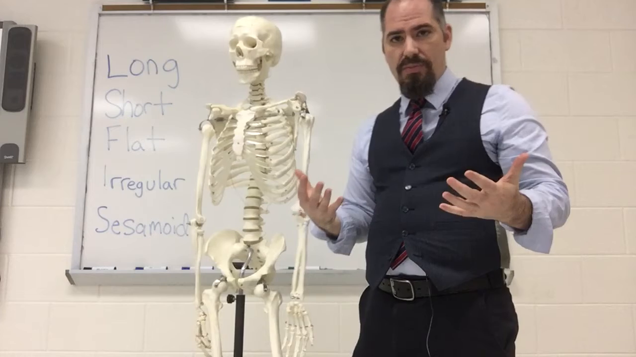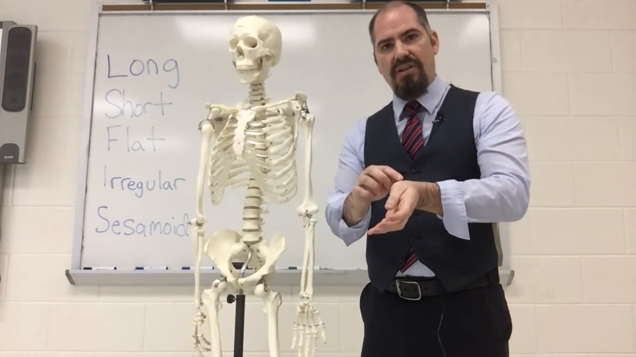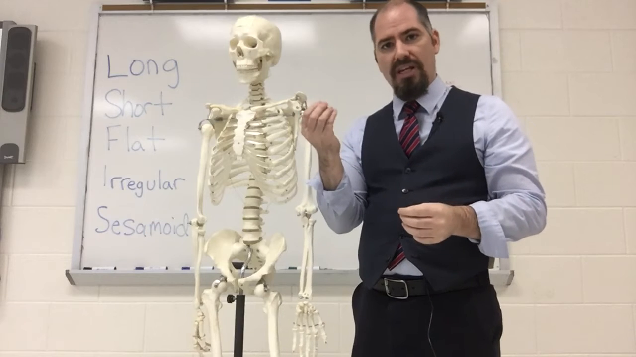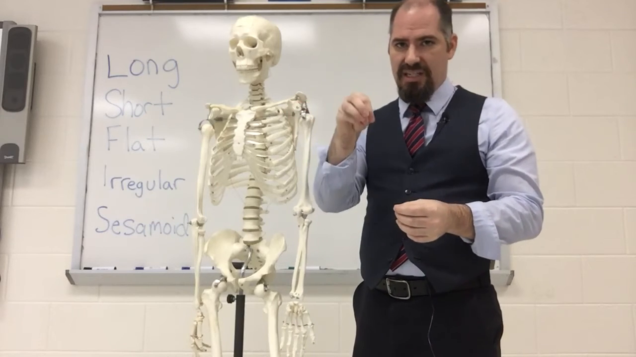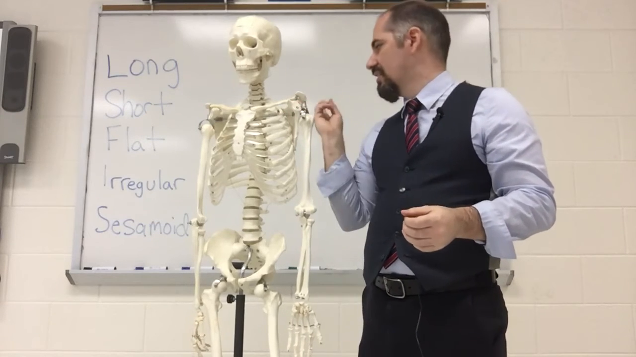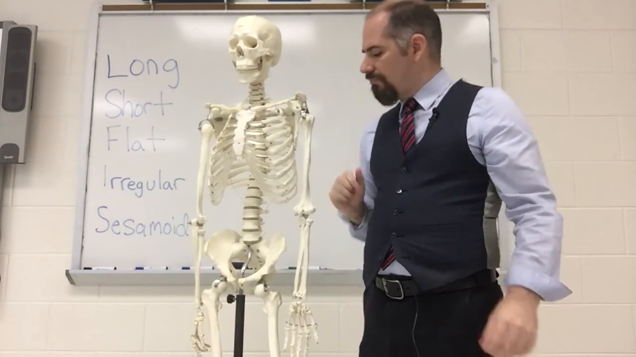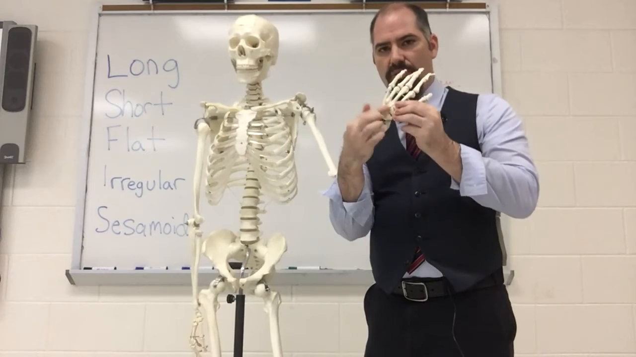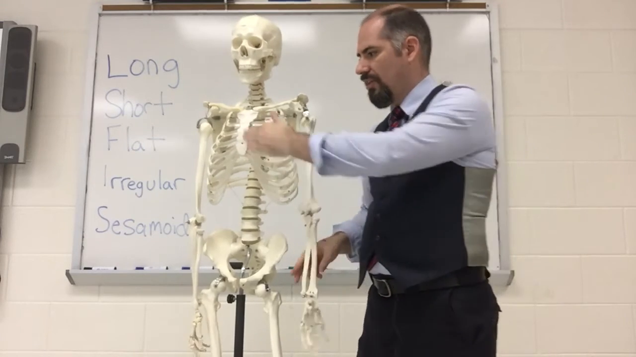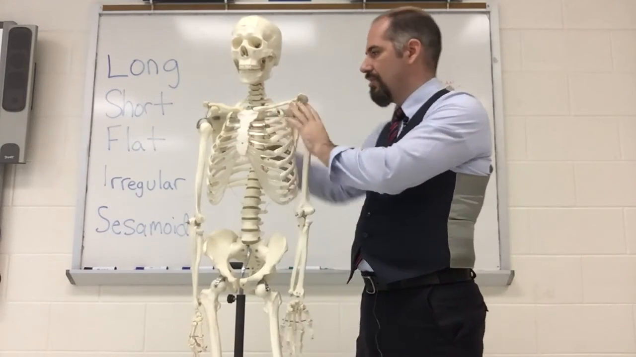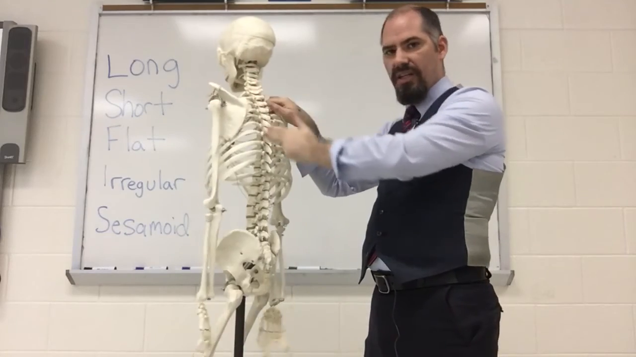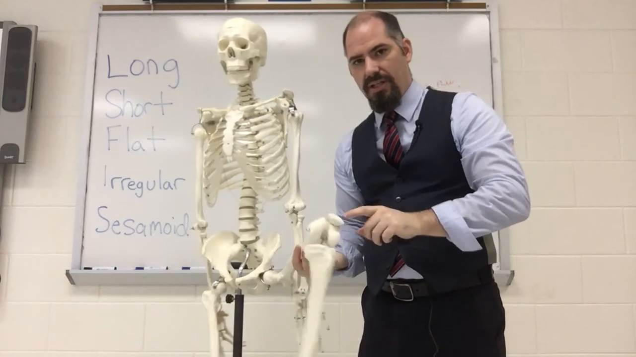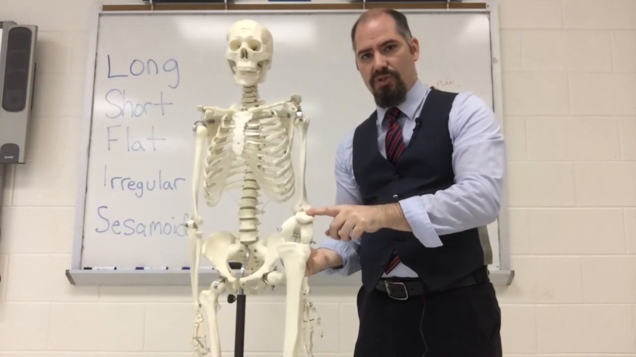We have other sesamoid bones in the body. They're at the base of the thumb, at the base of the big toe. They're not named, but anytime you have a little bit of bone that's stuck inside that ligament or tendon, that's considered a sesamoid. All right, so we got our long bones, we got our short bones, we got our flat bones, we have our irregular bones, and we have our sesamoid bones.